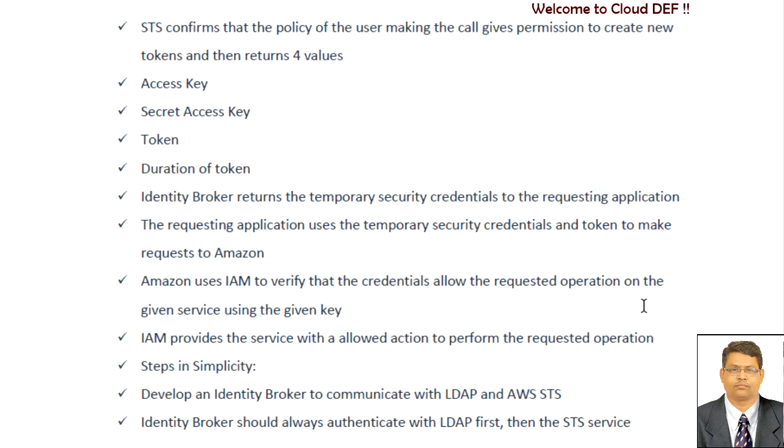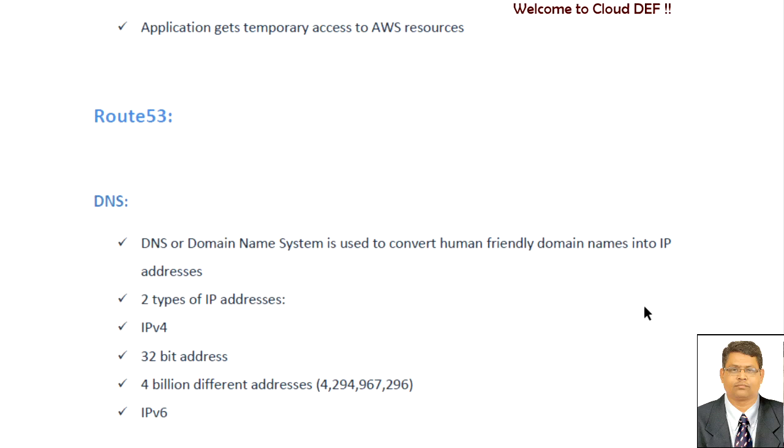Steps in simplicity. Develop an identity broker to communicate with LDAP and AWS STS. Identity broker should always authenticate with LDAP first, then the STS service. Application gets temporary access to AWS resources.